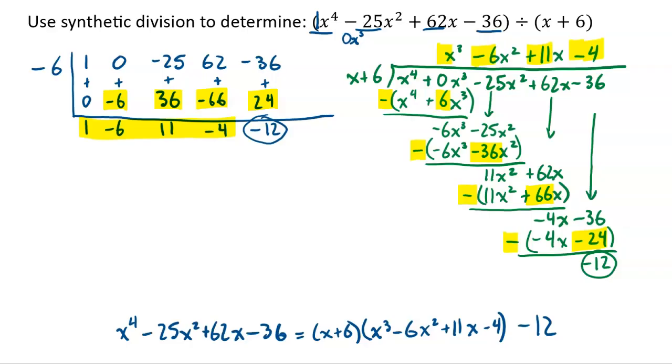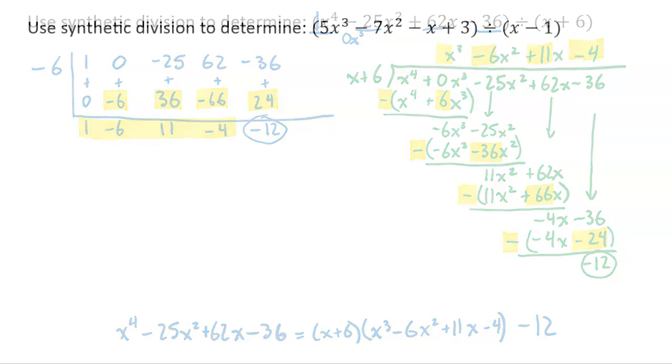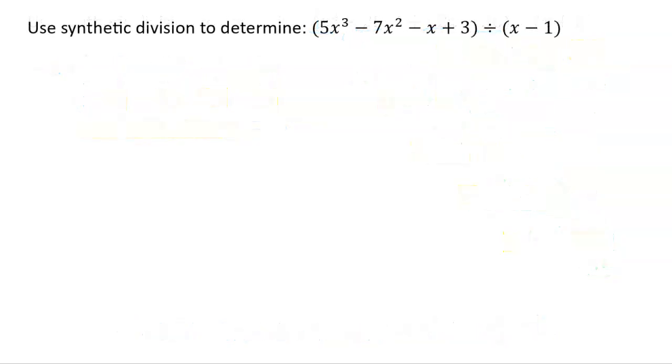And so you can see that we're writing a lot less, but we're generating those same numbers in a shortcut fashion. Now let's go ahead and look at another question. 5x cubed minus 7x squared minus x plus 3, divided by x minus 1. Now the factor is x minus 1. And so if we set that factor equal to 0, that tells us what the root is. So x equals 1 is the root.